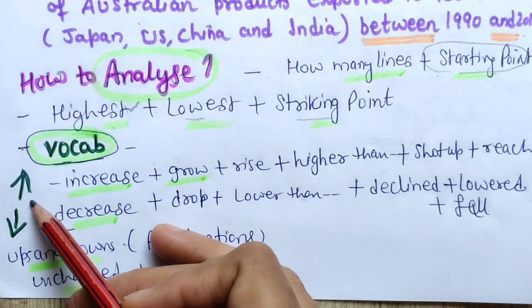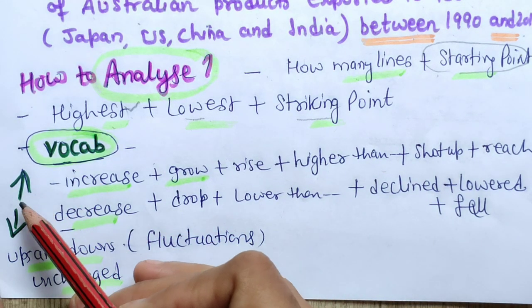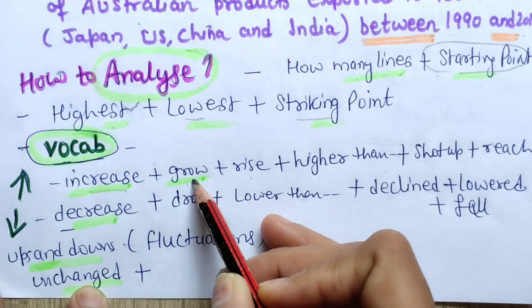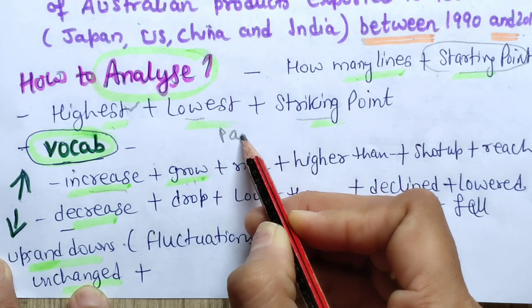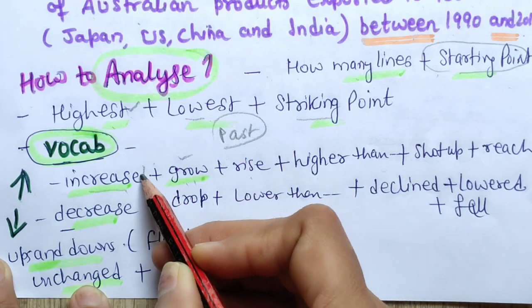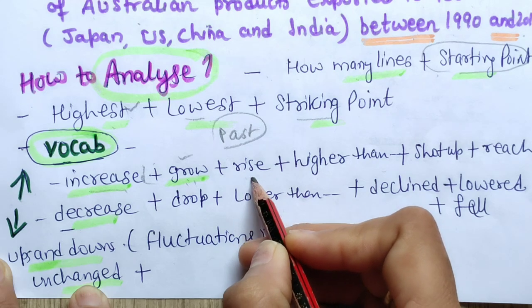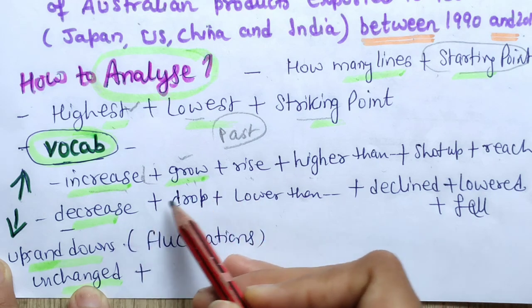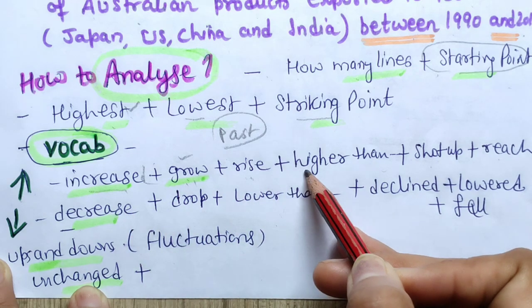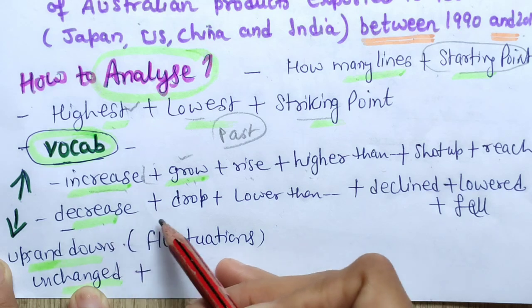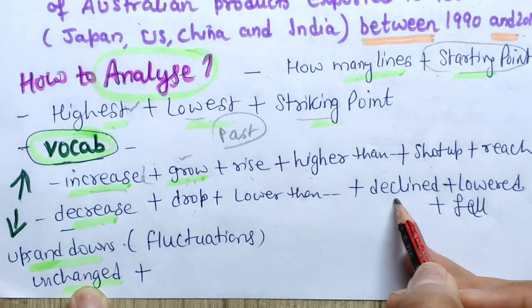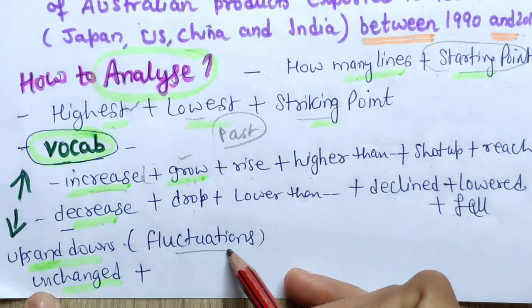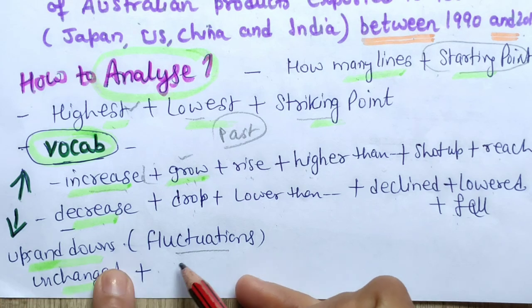For a line graph or bar graph or any data that is increasing, you can use the words increase, grow, rise. But of course, if the years are past, then you have to change them: increased, grew, rose, higher than, shoot up, reached. So you should use these words. Change this vocabulary into the second verb form. Decreased, dropped, lower than, declined, lowered, or fall, fell. Ups and downs mean fluctuations, and unchanged. These are the vocabulary words.